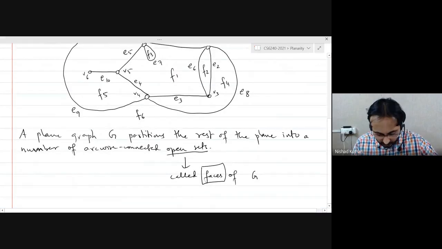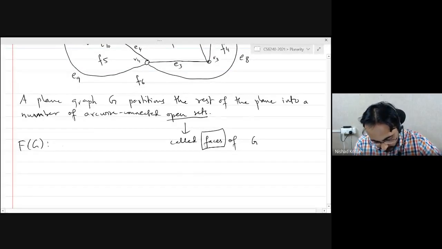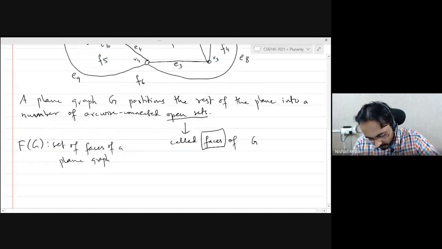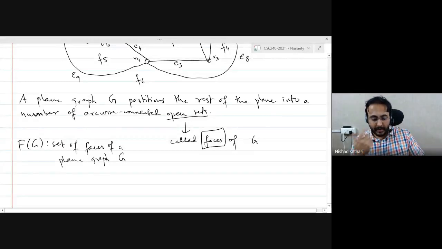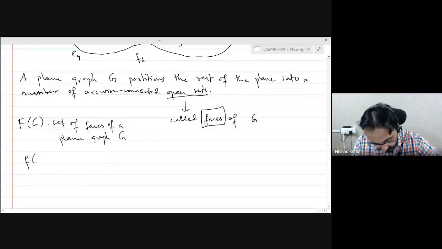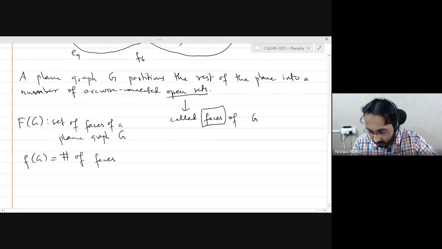So let's put down some more notation. F of G is going to be the set of faces of a plane graph G. We have the vertices V of G, the edges E of G, and now we also have the faces of a plane graph. We can't talk about the faces of a planar graph, because we need an embedding to talk about faces. And in the same spirit, little f of G is going to be the number of faces of G.